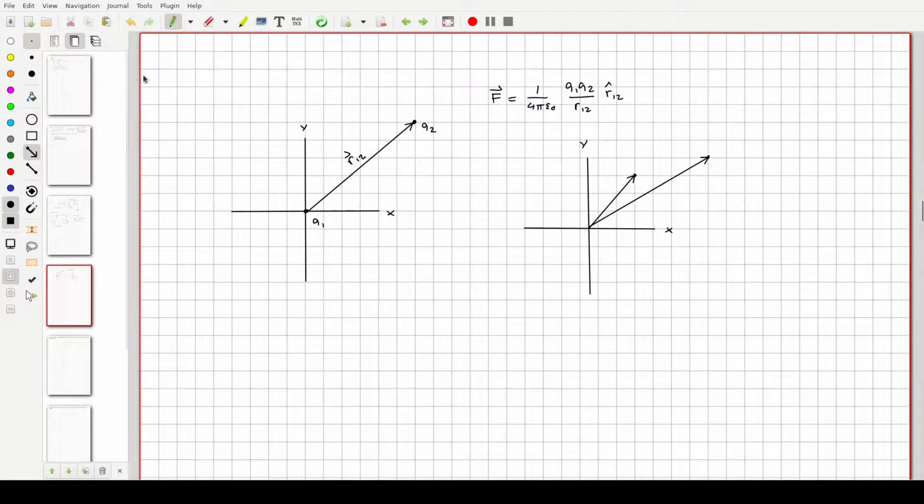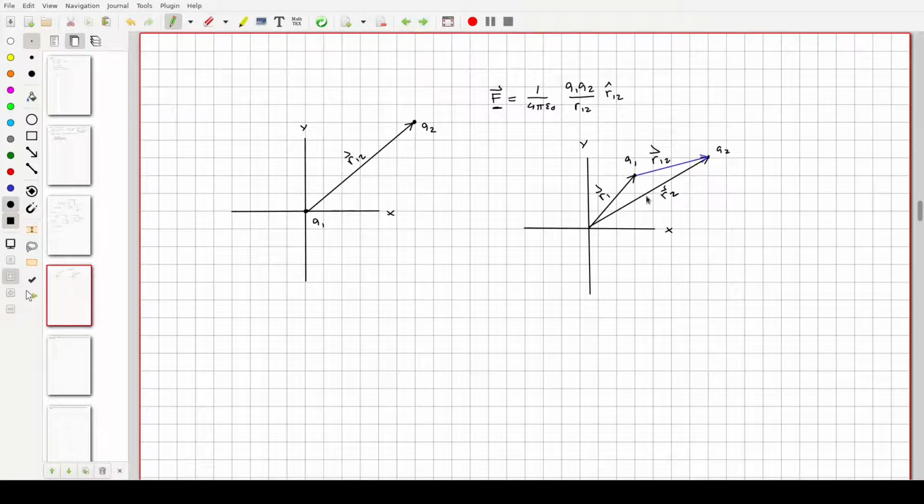Relative to my origin, these are the locations of my two charges, Q1 and Q2. But the force itself only depends upon the distance between them, which I'm going to use a different color for, this right here. I'm going to call this R12. This right here is R1. This right here is R2.